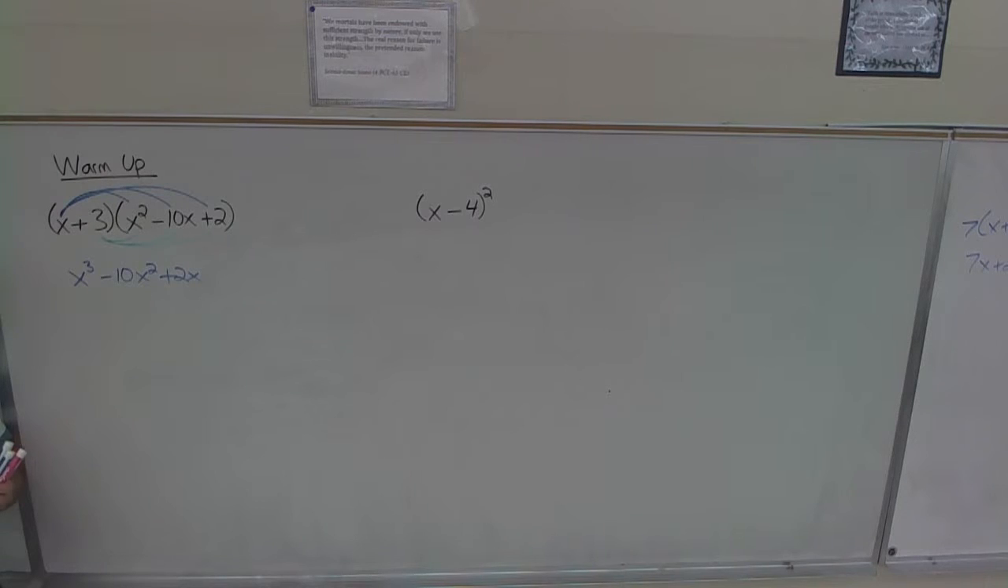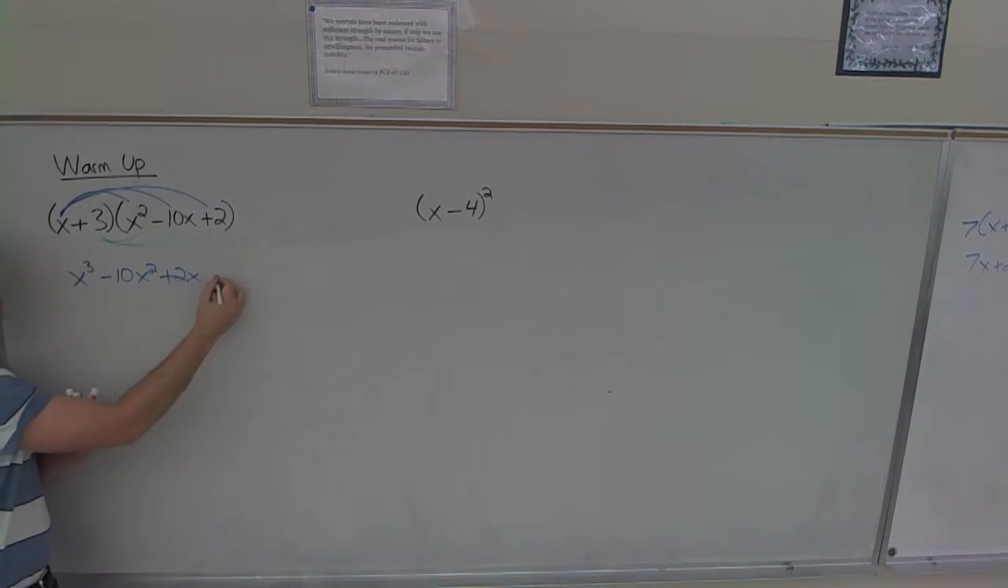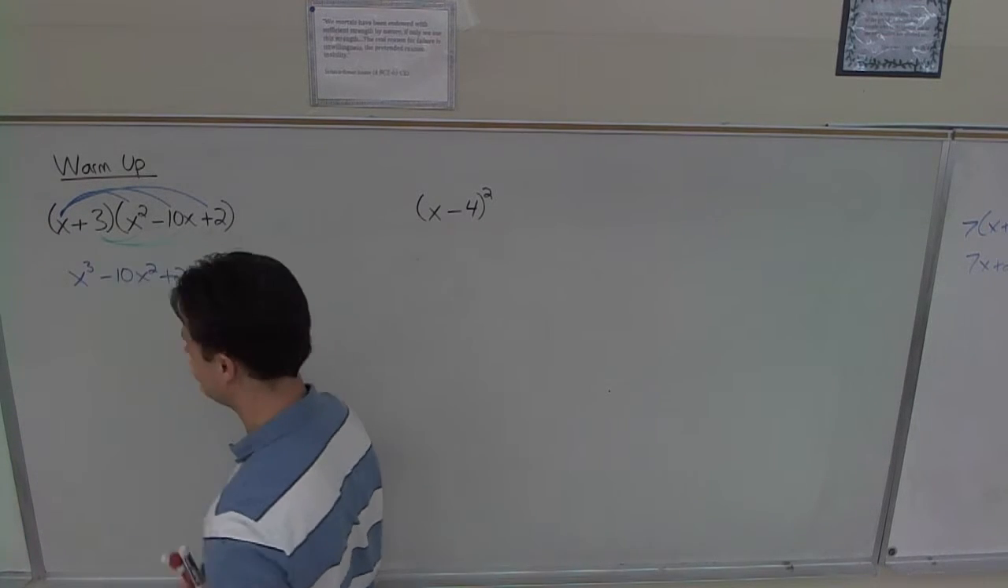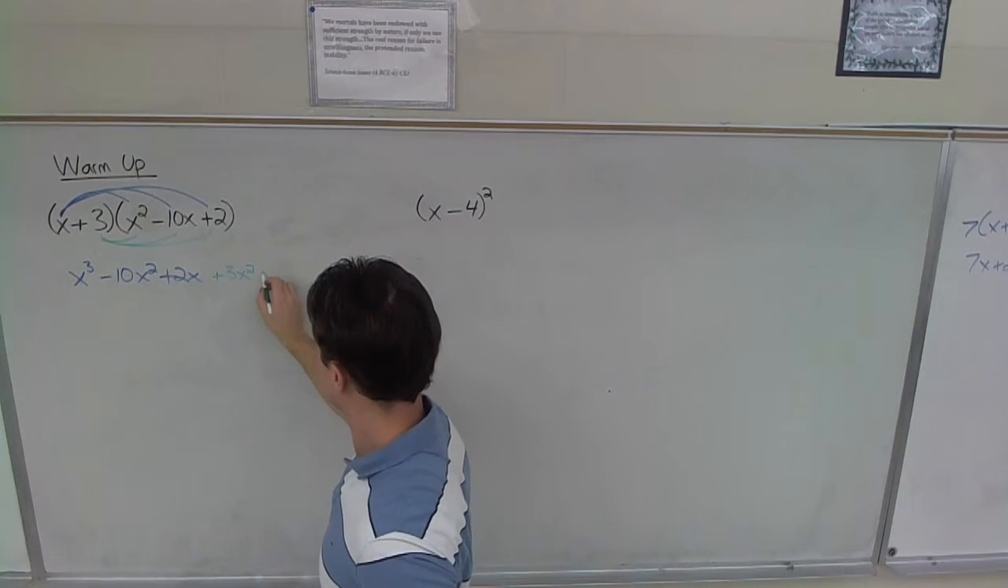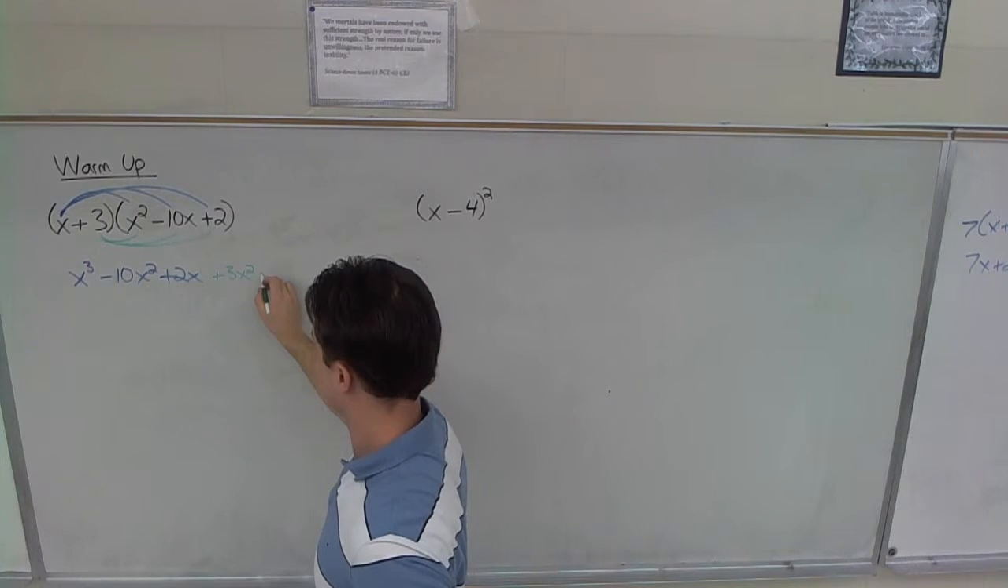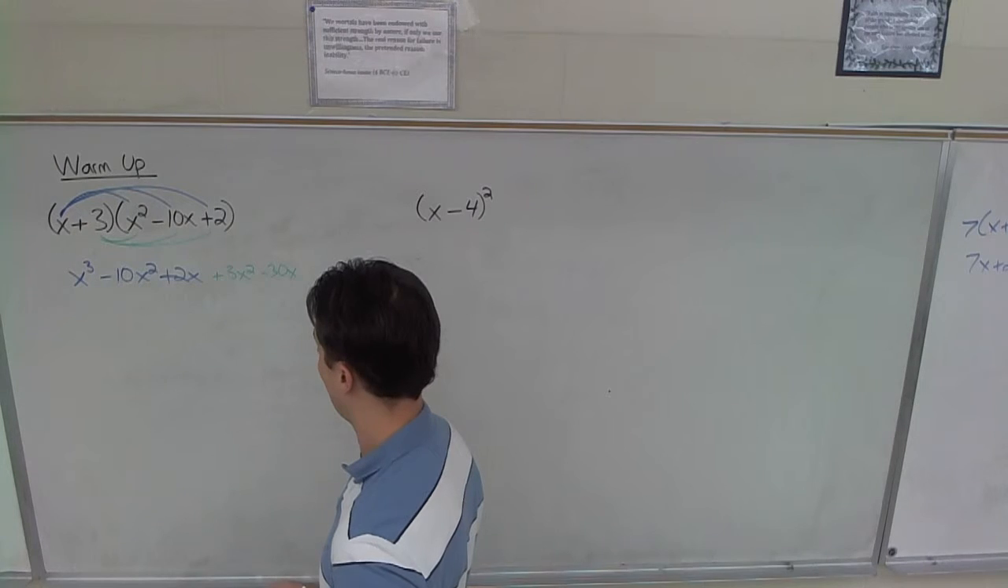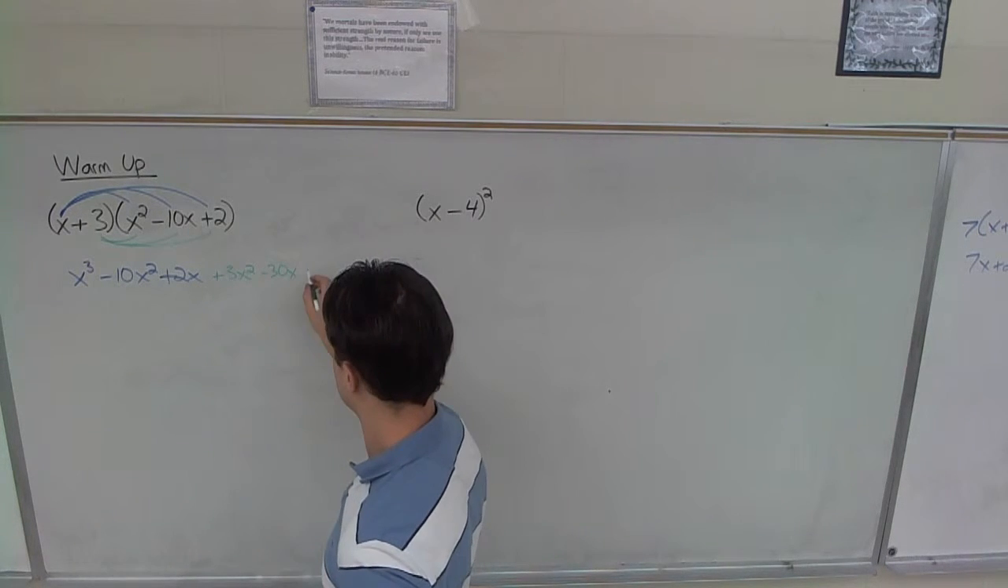Let's see, Caden, can you help me with the green ones? And it'd be 3 times x squared, which will be 3x squared. Then 3 times negative 10x, which would be negative 30x. Then 3 times 2, that'd be 6.